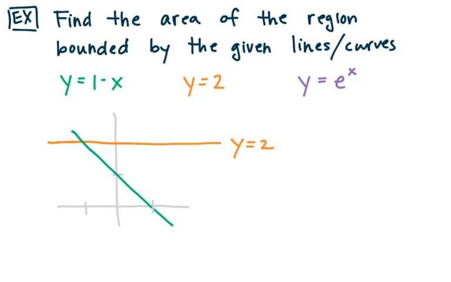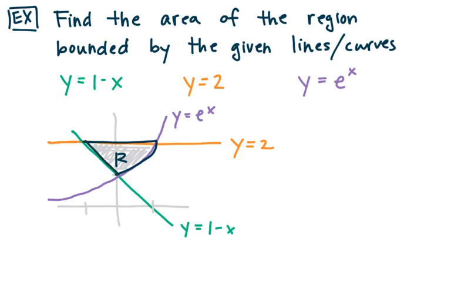And then y equals e to the x, that's an exponential curve, which has a y-intercept of (0, 1). So there we've got y equals e to the x. We've got y equals 1 minus x. So we want this region enclosed by these three curves. That's our region R in here.